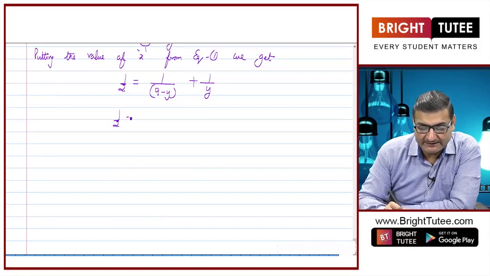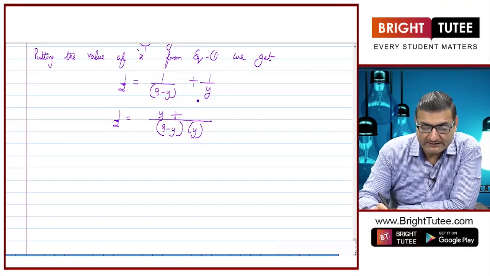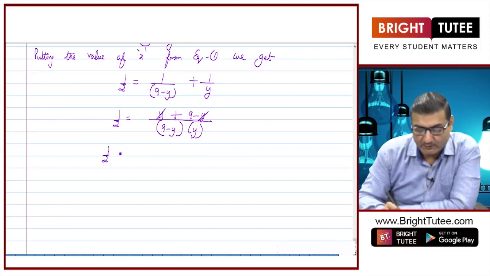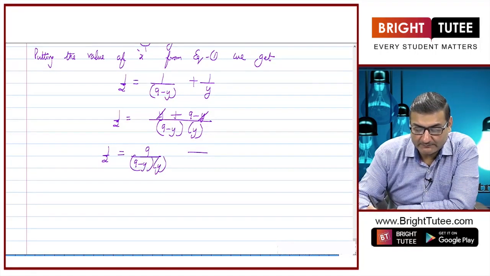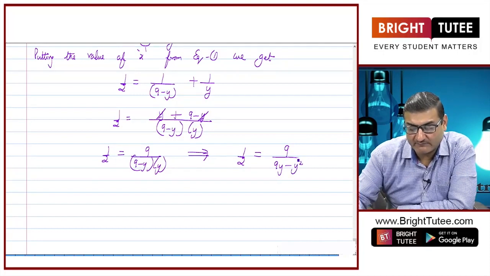Now, simply I will be taking up the LCM. Over here, the LCM will be 9 minus Y multiplied by Y. Here, I will take Y, plus here I will take 9 minus Y. Cancelling this Y with Y, I will get 1 upon 2 is equal to 9 upon (9 minus Y) multiplied by Y. Opening up the bracket, what I will get is 1 upon 2 is equal to 9 upon 9y minus y square.